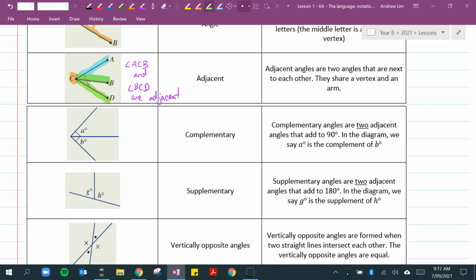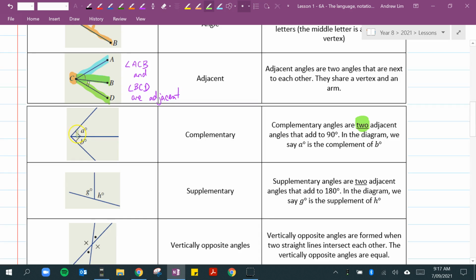Complementary angles are two adjacent angles that add to 90 degrees. It has to be two only. It can't be three, it can't be four, it can't be more than that. There have to be two only that are right next to each other that add to 90 degrees. So here in the diagram we say that A is the complement of B because they add to 90 degrees.